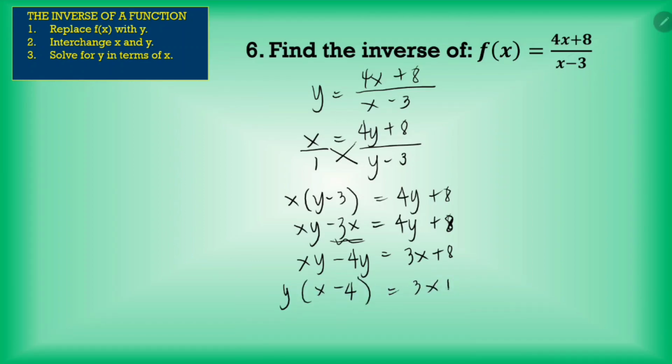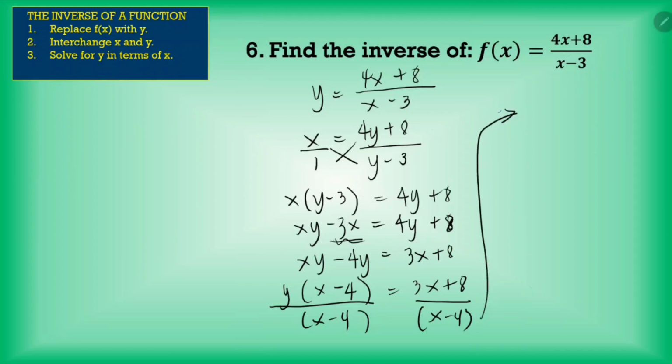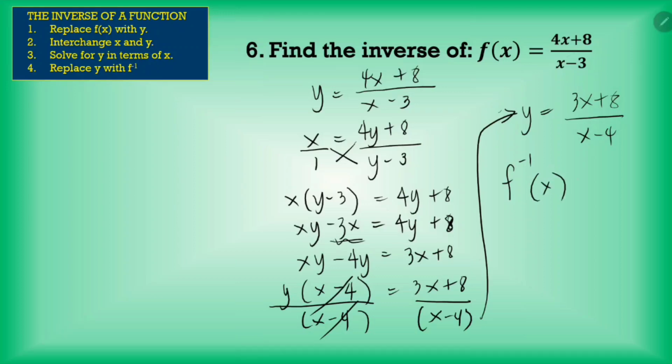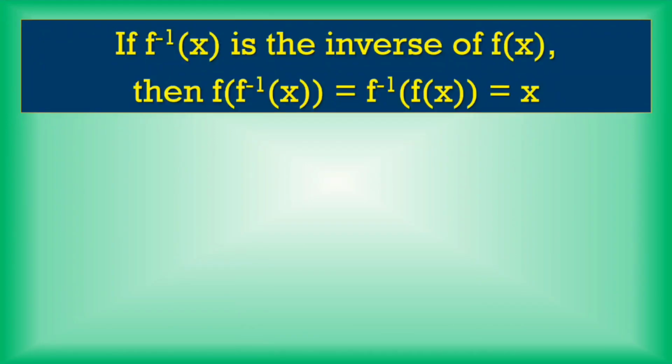Ayan. At saka natin siya i-divide dyan sa binomial na yan. So we now have, cancel na to, y equals 3x plus 8 over x minus 4. And then, next nating step, i-change lang natin yan to f inverse of x equals 3x plus 8 over x minus 4. Let's verify.